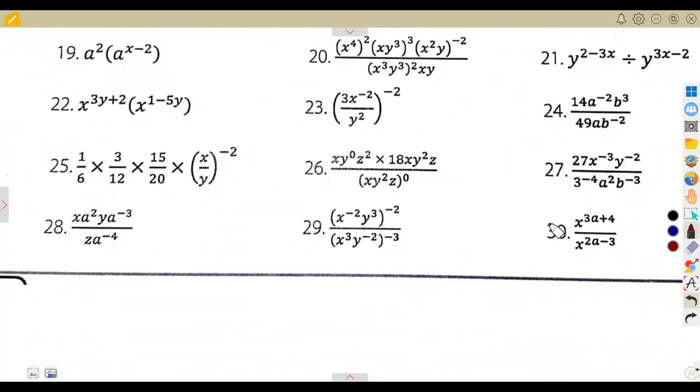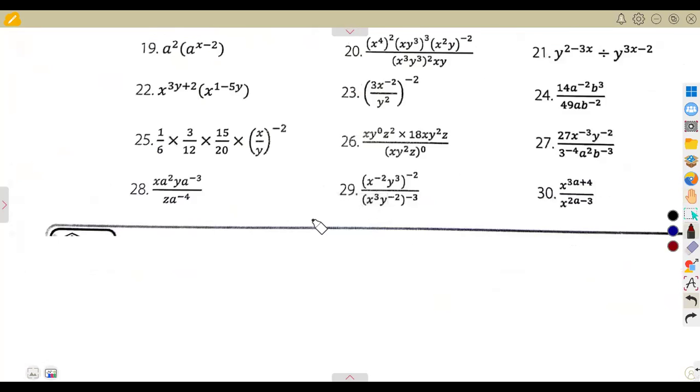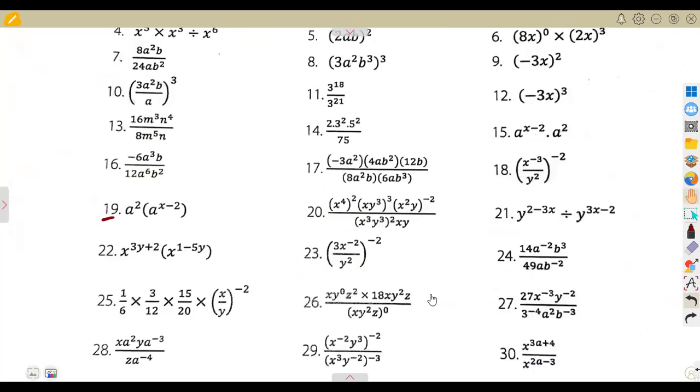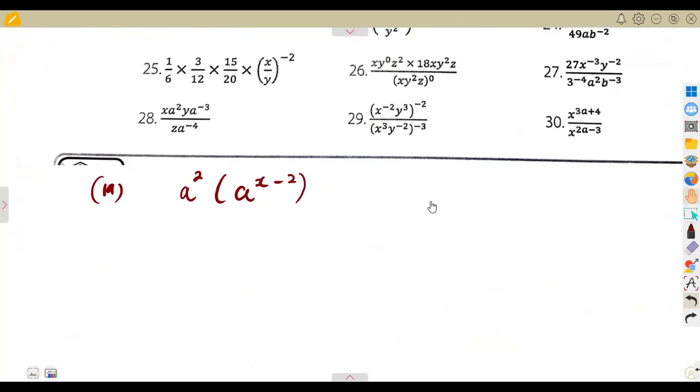So if you have not watched the introduction, make sure that you do so, because this is a continuation from that previous exercise that we had. In this part, I want us to check more questions from question number 19. If we are given to simplify what we have, this is a to the exponent of 2 into a to the exponent of x minus 2. Remember, the question was to simplify this using the laws of exponents or the index laws.